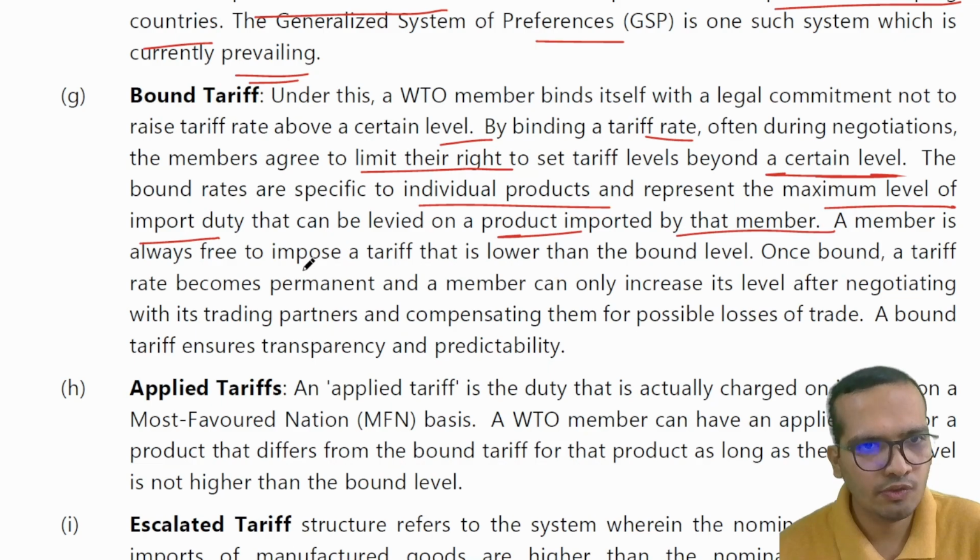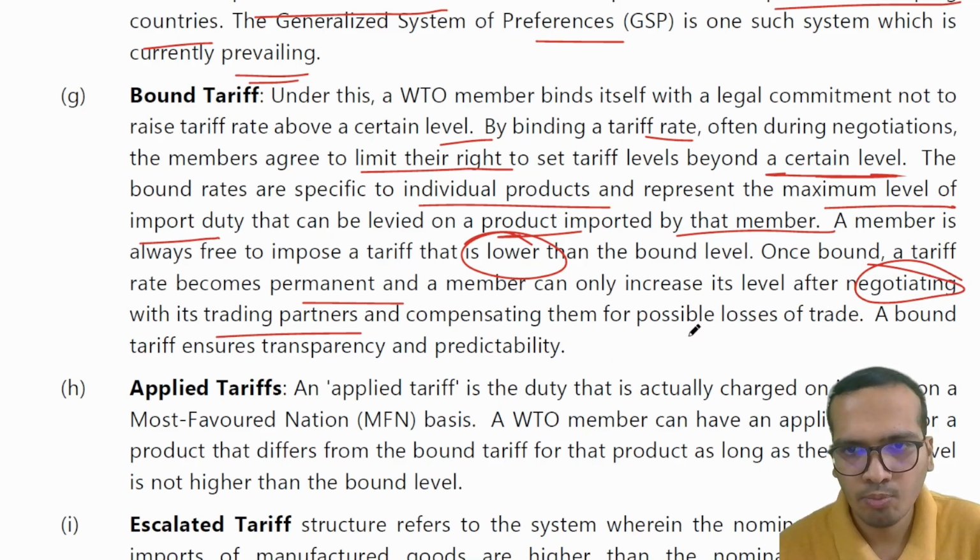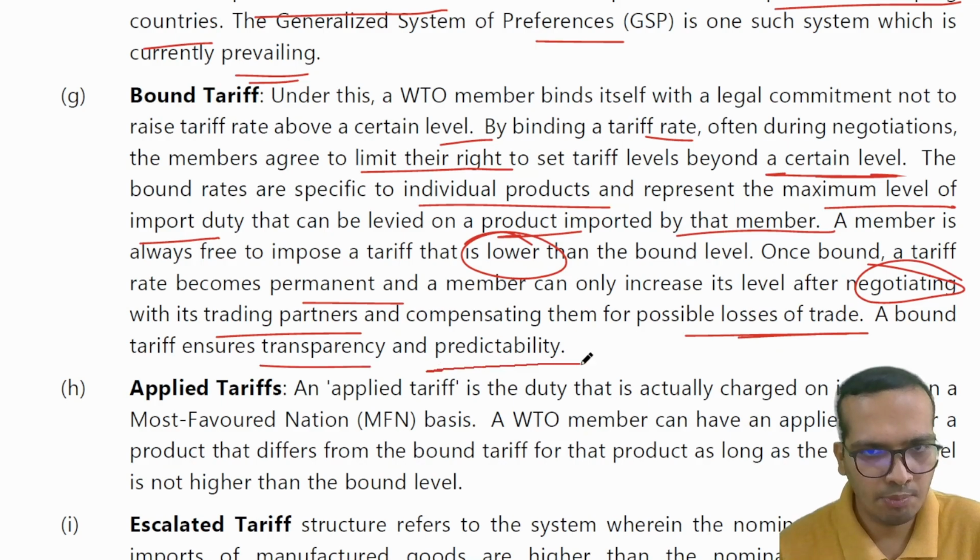A member is always free to impose a tariff that is lower than the bound rate. Once bound, a tariff rate becomes permanent and a member can only increase its level after negotiating with its trading partner and compensating them for possible losses of trade. A bound tariff ensures transparency and predictability.